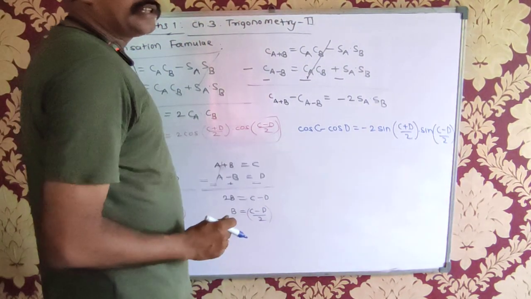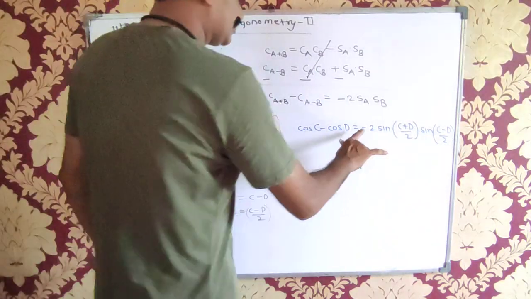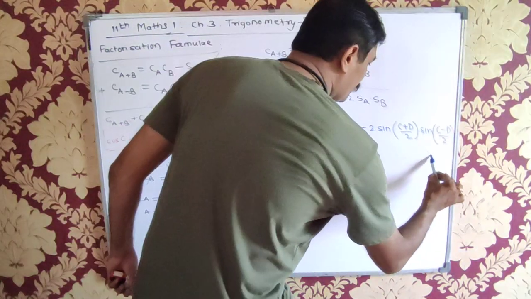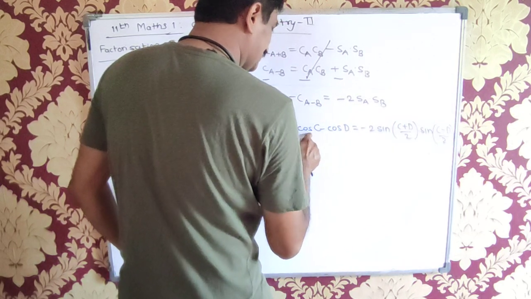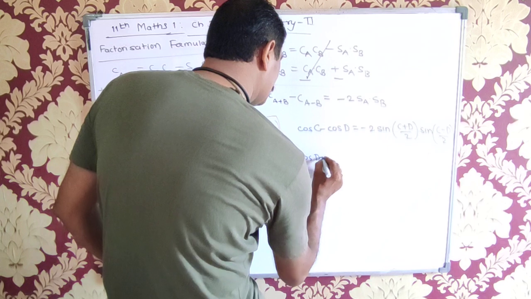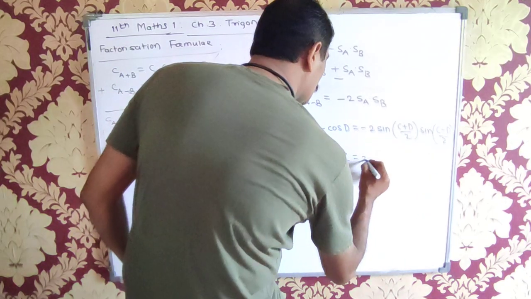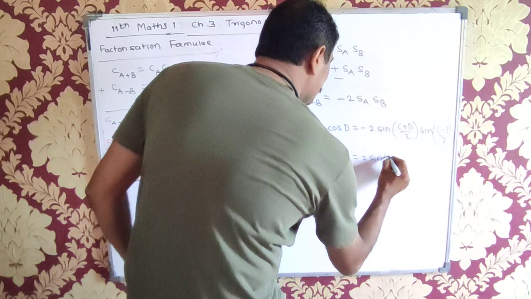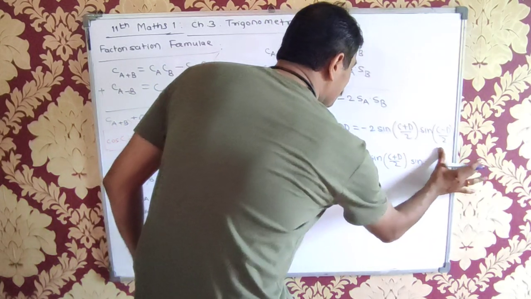Well, this same formula is written in two more forms. If I don't want this minus here, I will multiply throughout by minus 1. So this will become plus, and cos D minus cos C is equal to 2 sin C plus D by 2 sin C minus D by 2. Agree?